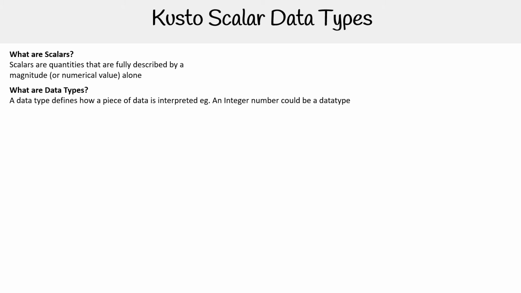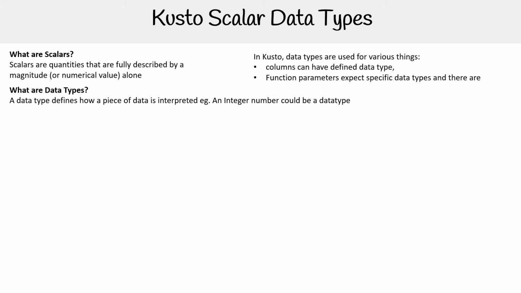If you've ever used programming languages, or an SQL database, you should be familiar with data types. So in Kusto, data types are used for various things. They can be for columns or function parameters that expect specific data types. Let's go through the quick list of data types, because there are quite a few here.